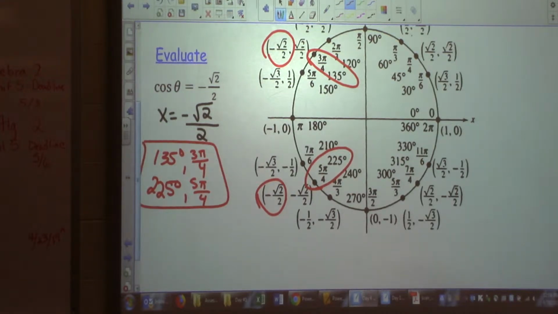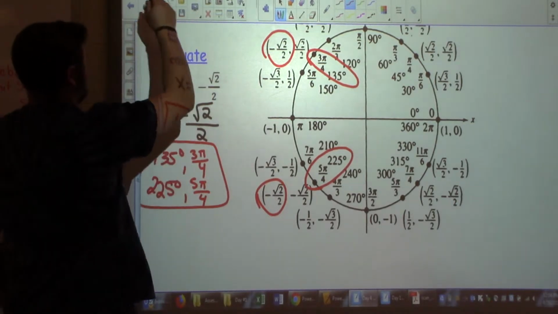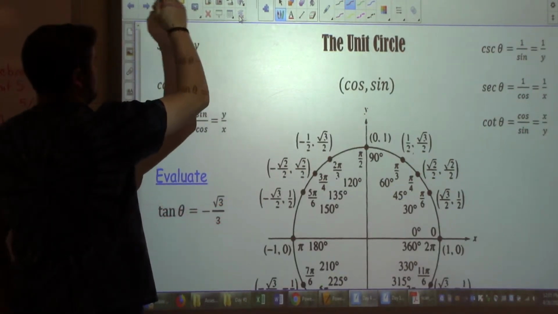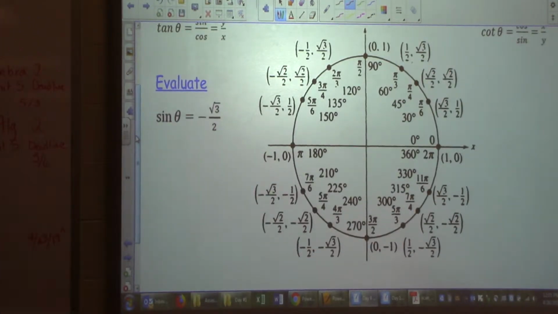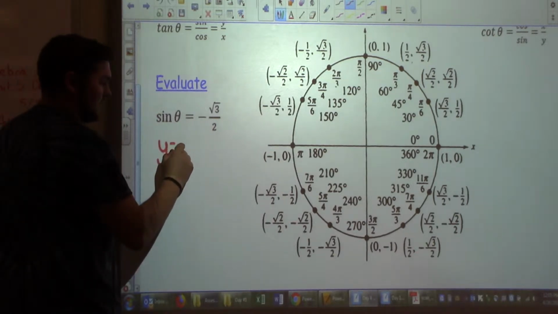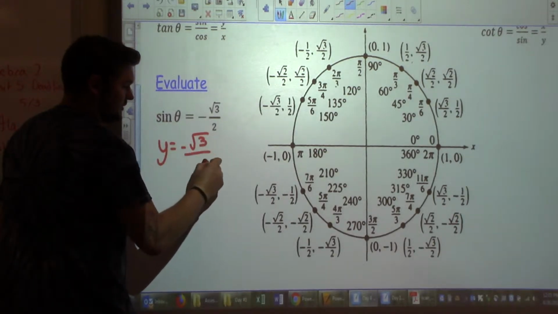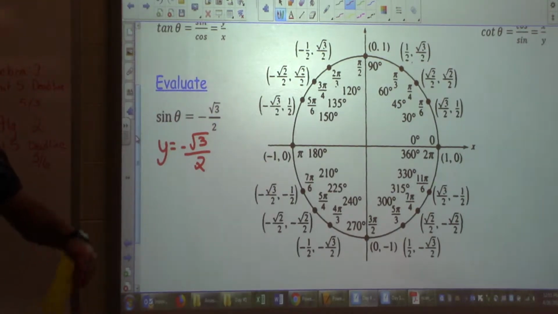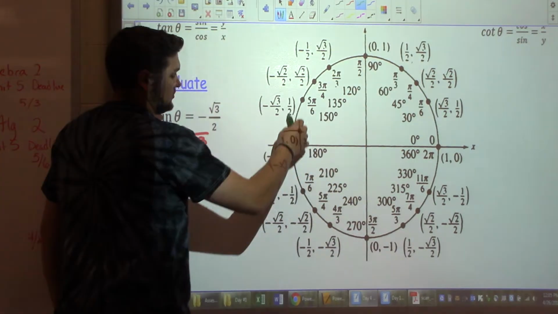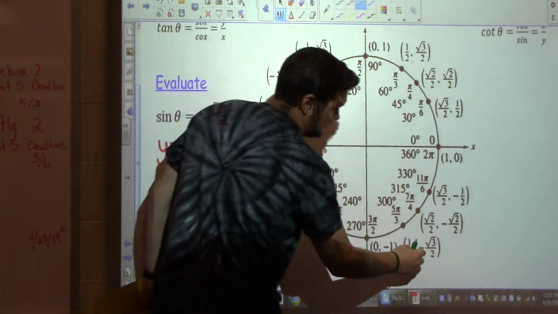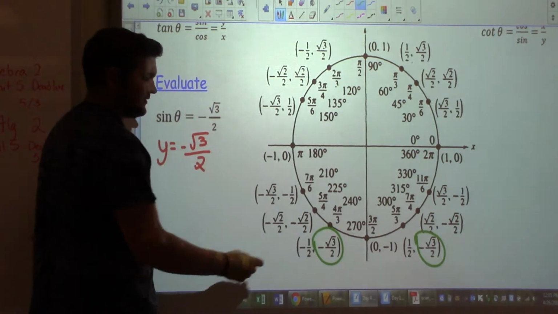Wasn't too bad. Alright, next one I want to do is E, sine theta equals negative square root of 3 over 2. Well, sine of theta is what in terms of x and y? Y. Our y values. So y equals negative square root of 3 over 2. I need to look at my unit circle and figure out where that is true. Well, look at all of our y values: negative square root of 3 over 2, negative square root of 3 over 2.